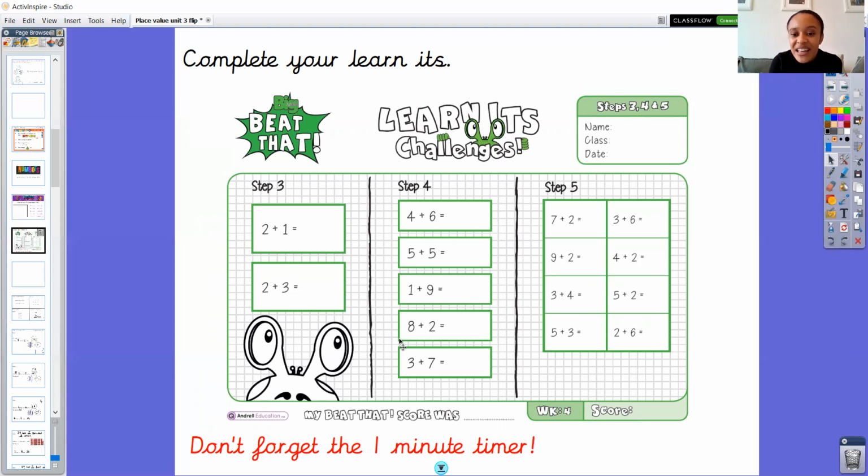Can you see how everything today is things that you need to just know in your head? That's why we're practicing it. That's why it's called fluency, because the more we practice them, the better we'll know them, and then it'll help us with all our other maths.